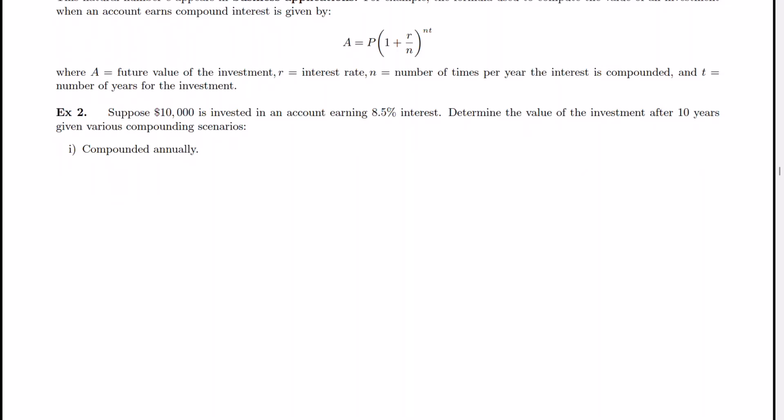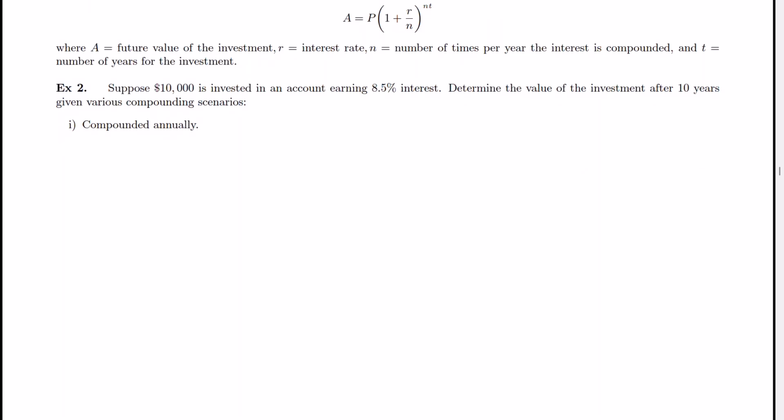So with this formula in mind, let's go look at example number 2, which says, suppose $10,000 is invested in an account earning 8.5% interest. They want us to determine the value of the investment after 10 years given various compounding scenarios. So there's going to be multiple parts in this problem, and they all rely on this assumption that you're investing $10,000 in an account earning 8.5% interest. And how long are we investing it for? We're investing it for 10 years.